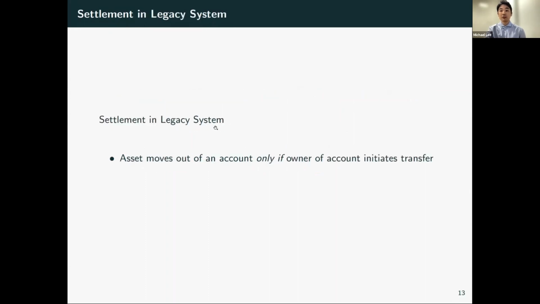And we're going to consider 2 systems: the settlement under the legacy system and the settlement under the token system. In the legacy system, as I described earlier, assets move out of an account only if the owner of the account initiates a transfer. This simply means that at the time a transfer has to take place, agents or traders have to take specific actions to do so.